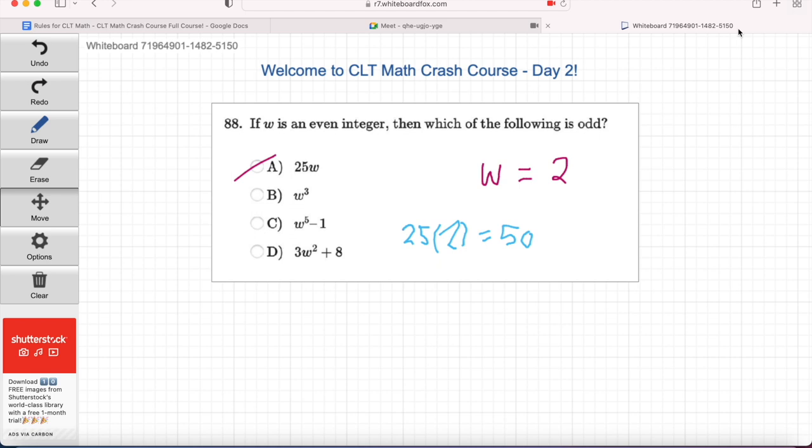I'll clear some space, and then go ahead and plug into answer choice B for me, please. Okay. Is that odd? Nope. No, it is not. So we can eliminate answer choice B as well. The right answer has to be odd, so it's not B. Let's plug into answer choice C.